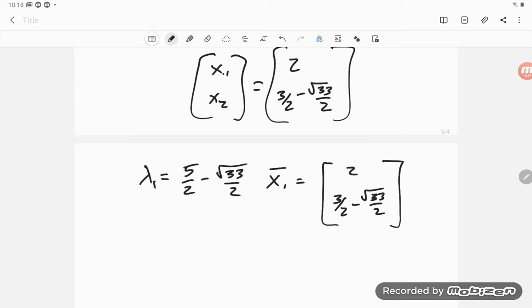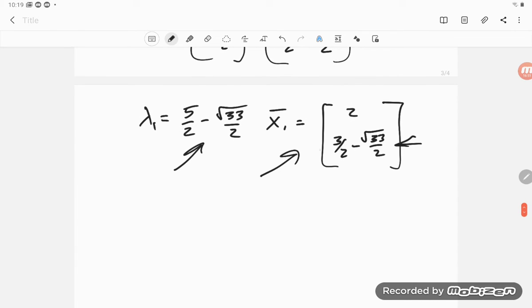Okay, and the eigenvalue is unique in the way I write it, but the eigenvector is not. So for instance, the bottom here is divided by 2. I could just as easily have said, no, I want x1 to be 4 and 3 minus the square root of 33. In other words, just multiply it by 2. That's a perfectly good eigenvector.